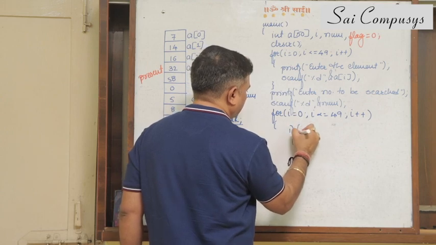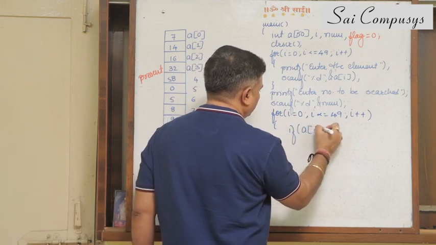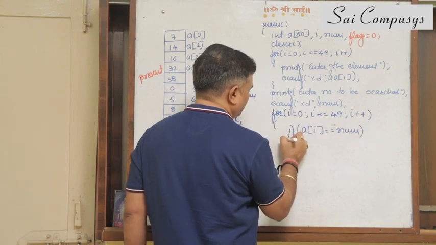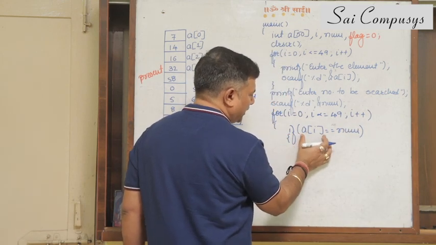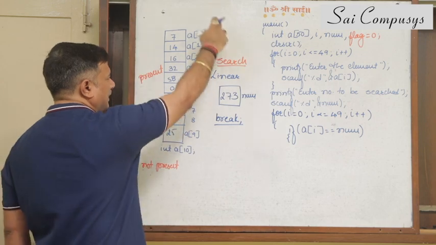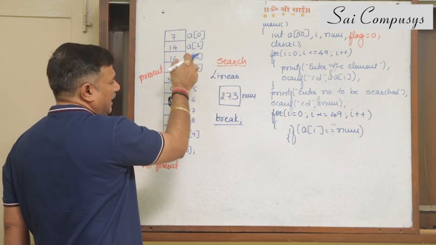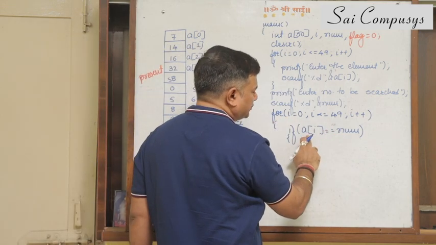I'll compare the number with each element of the array. I hope you remember, this is not the array. A of I is not the complete array. A of I is a certain element of the array. I am comparing the number with each element.